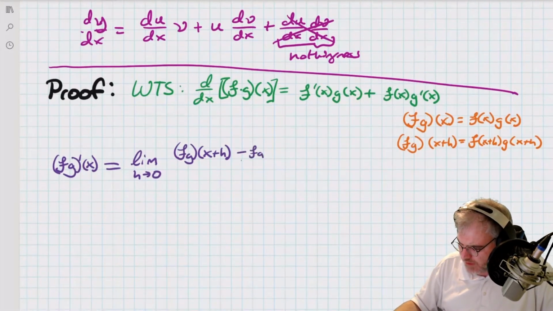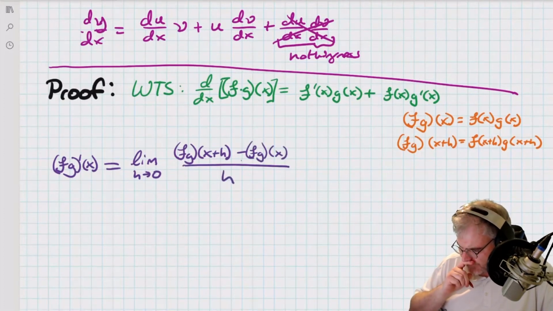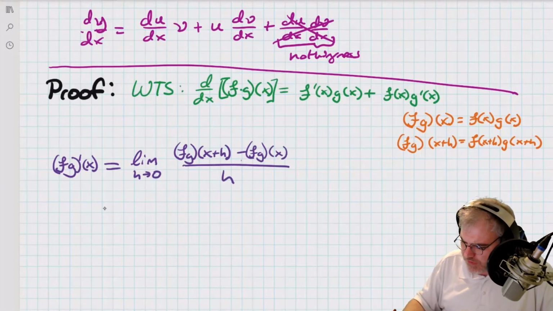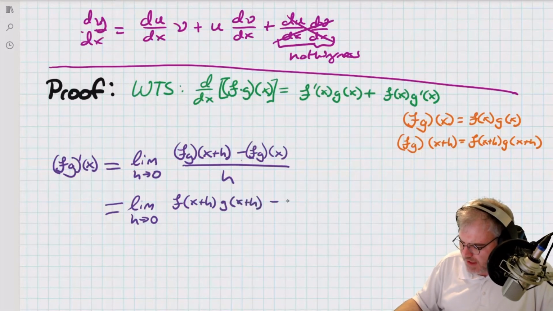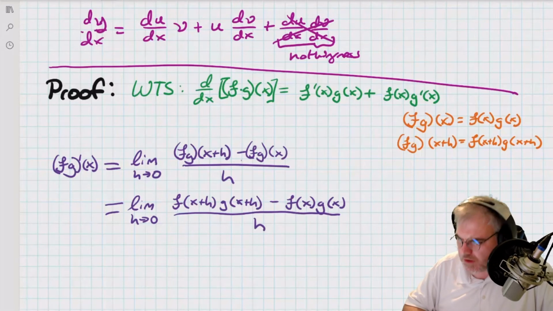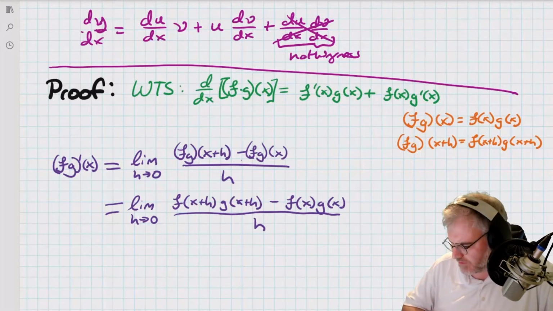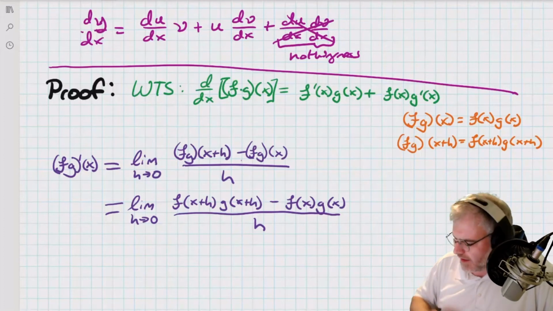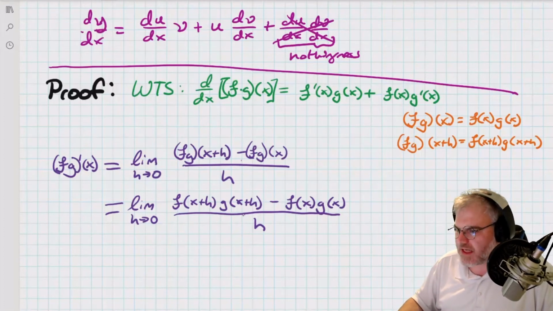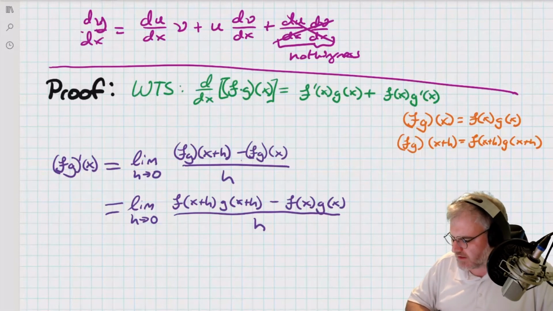Minus fg of x all over h. Now I can pull out those terms a little bit. So I get the limit as h goes to 0 of f of x plus h times g of x plus h minus f of x times g of x all over h. Well, now what can I do? I'm stuck, aren't I? I've got an f of x plus h here, a g of x plus h here, an f of x and a g of x.